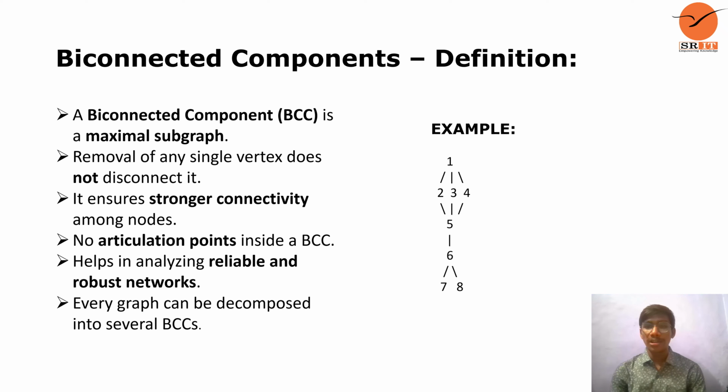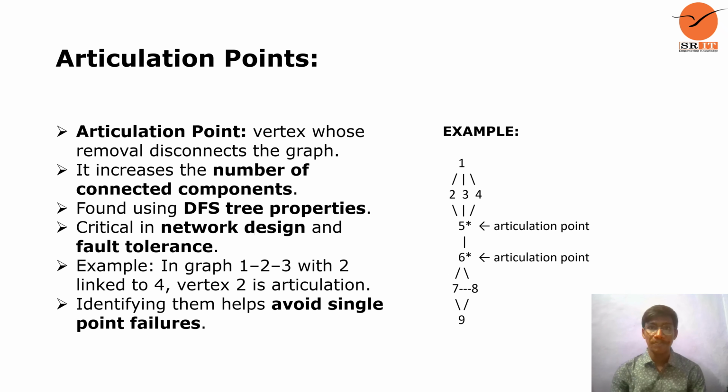Here, in the example, 1 is connected through 2, 3 and 4, and those are directly connected to 5, and 5 is connected to 6. 6 is connected to both 7 and 8.